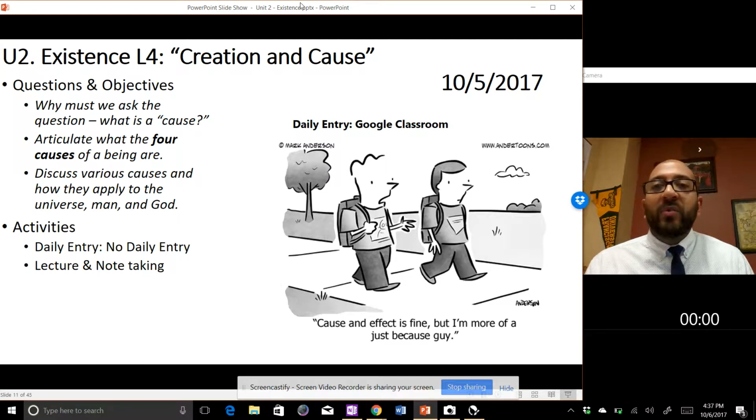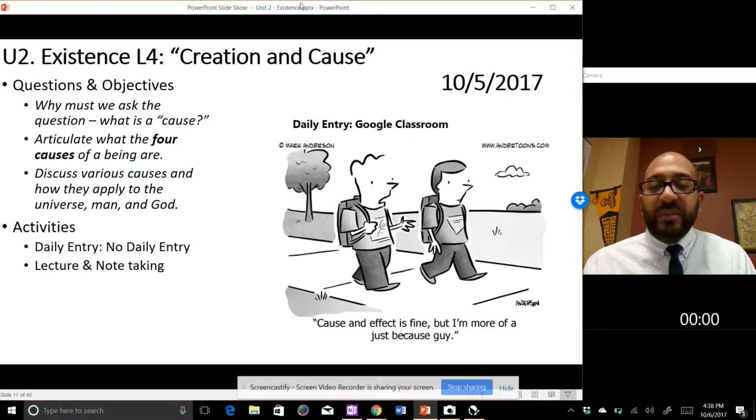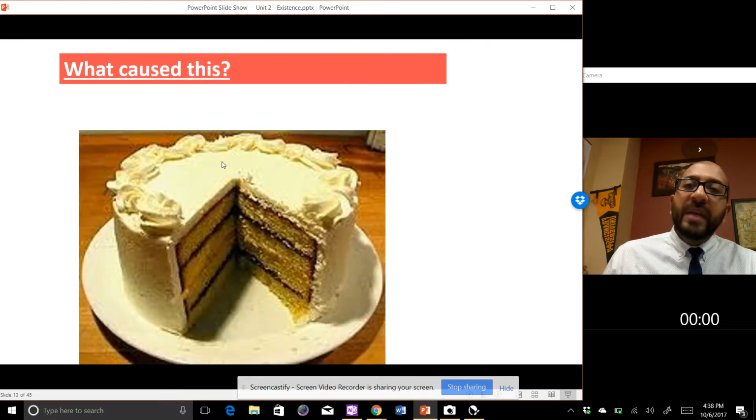In this unit, we want to look at four different things that can answer the question, what caused this thing to happen? In particular, and down the road, we want to ask what caused the universe, what causes us to exist, and God. And ask the question, did something have to cause God to exist? So let's begin. What causes this cake to exist?